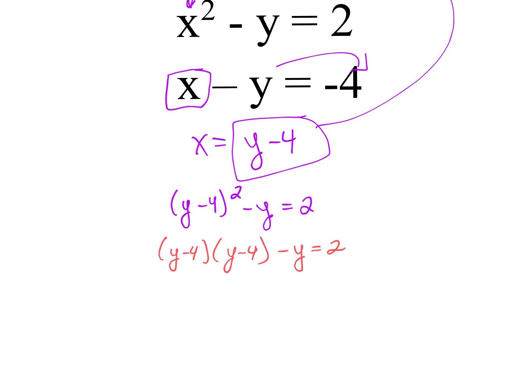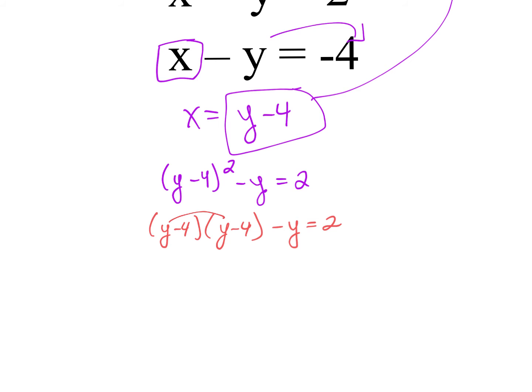So now we go about simplifying. We're going to FOIL. Y times y is y squared. Y times negative 4 is negative 4y. Negative 4 times y is negative 4y. Negative 4 and a negative 4 is a positive 16. And then I still have minus y.